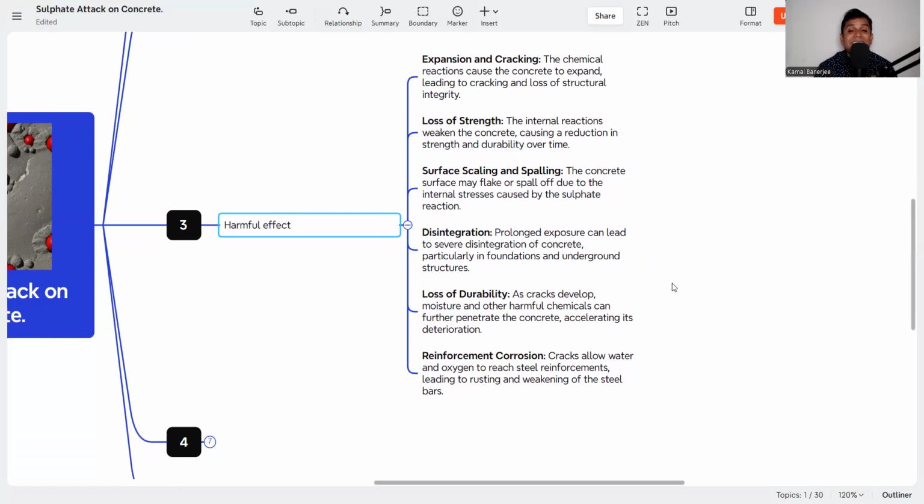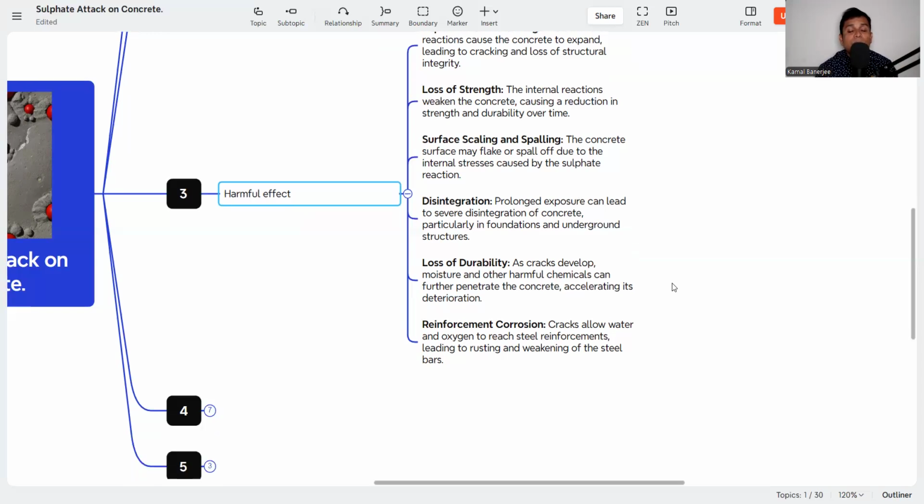Then there is disintegration. Prolonged exposure can lead to severe disintegration of concrete, particularly in foundations and underground structures. So disintegration is happening, again a durability issue. What is our motto? To get concrete strength and concrete durability, so that whatever I plan for the concrete structure, we can perform. But if sulfate ions come and a sulfate attack happens, this becomes the problem.